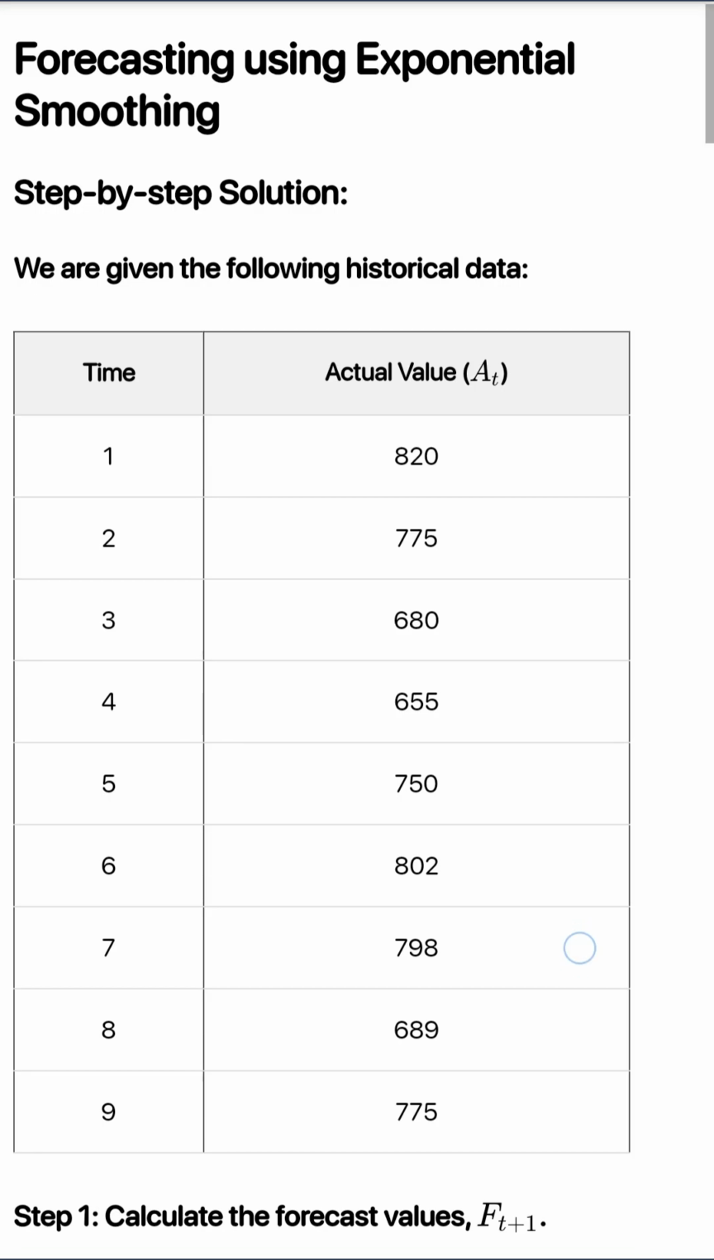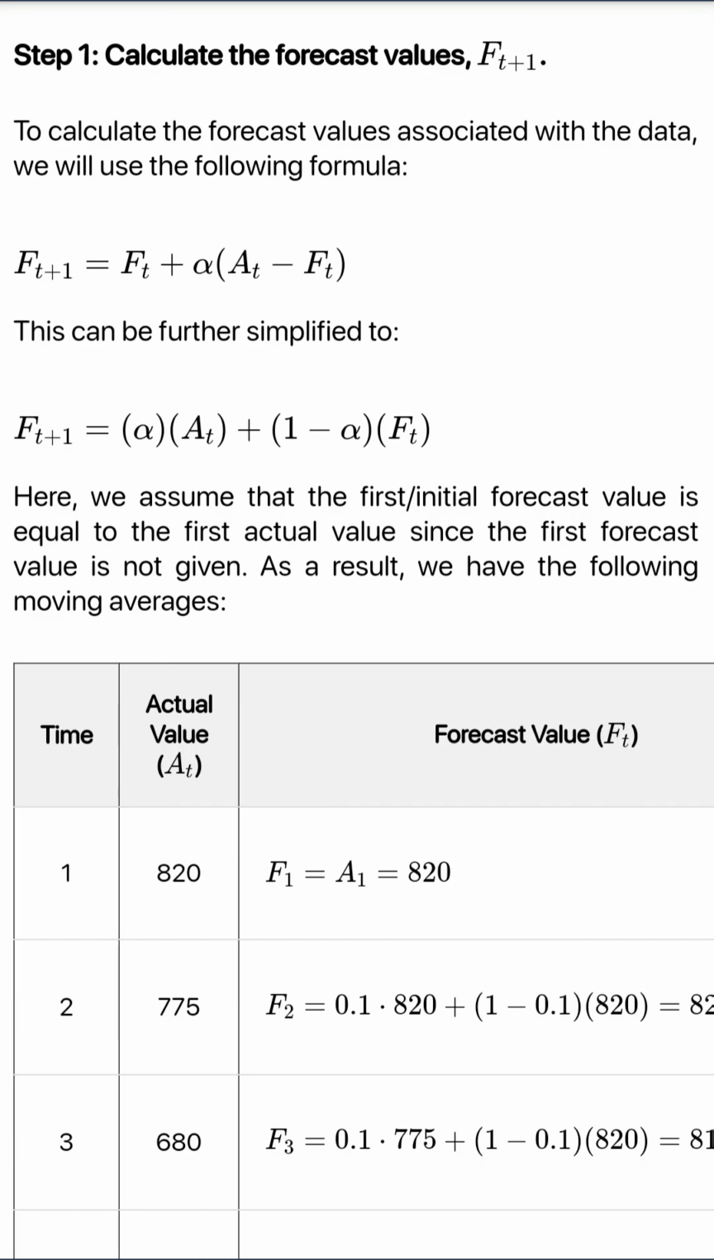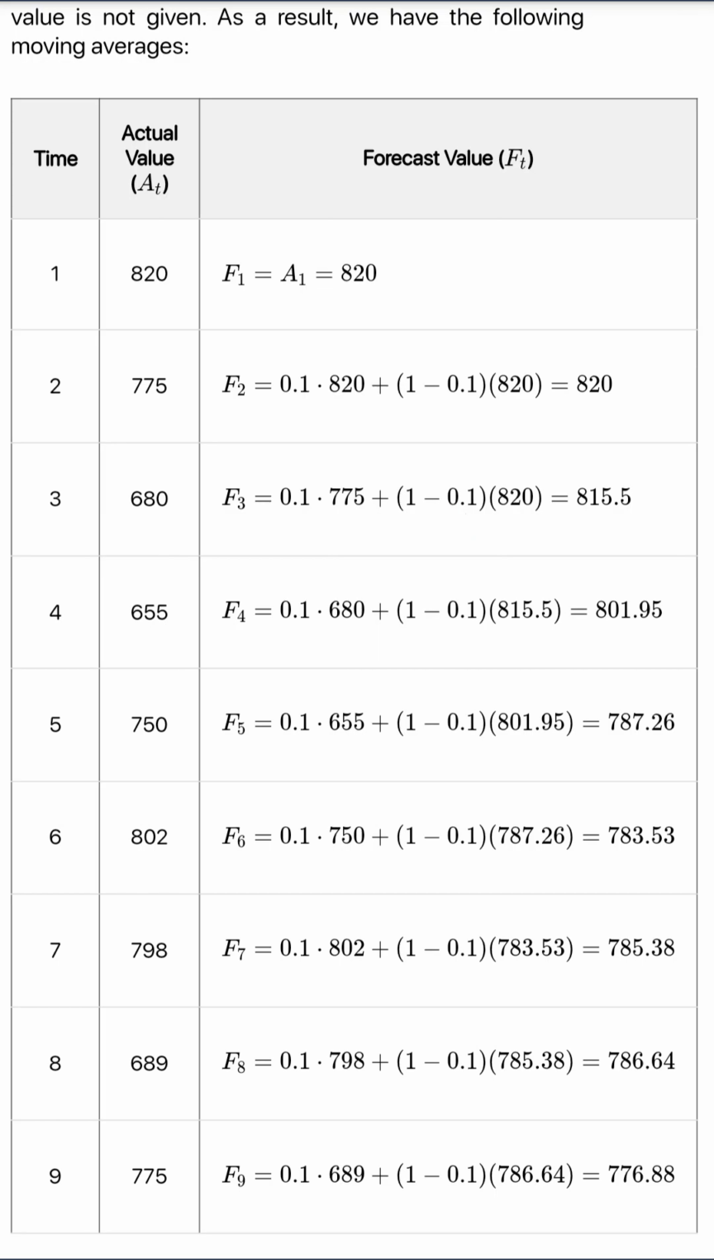In step 1, we calculate the forecast values using the following simplified equation. Basically, this means that to calculate the forecast value of the current week, we need to multiply the smoothing constant alpha to the actual value of the previous week, and add this value to quantity 1 minus smoothing constant multiplied to the forecast value of the previous week. We can observe these calculations in the last column of this table.